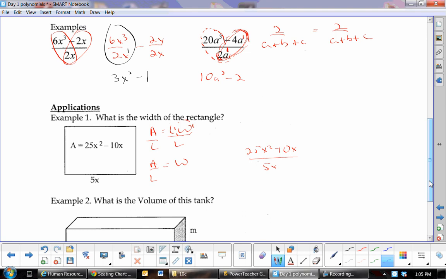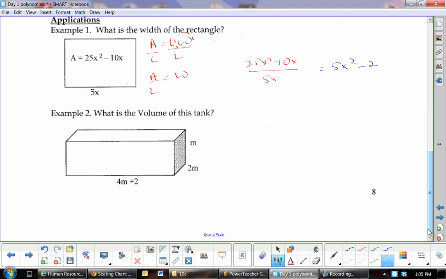So what would be the answer to that? 5x minus 2. Oh yeah, sorry, 5x minus 2. Because there's a 1 here.